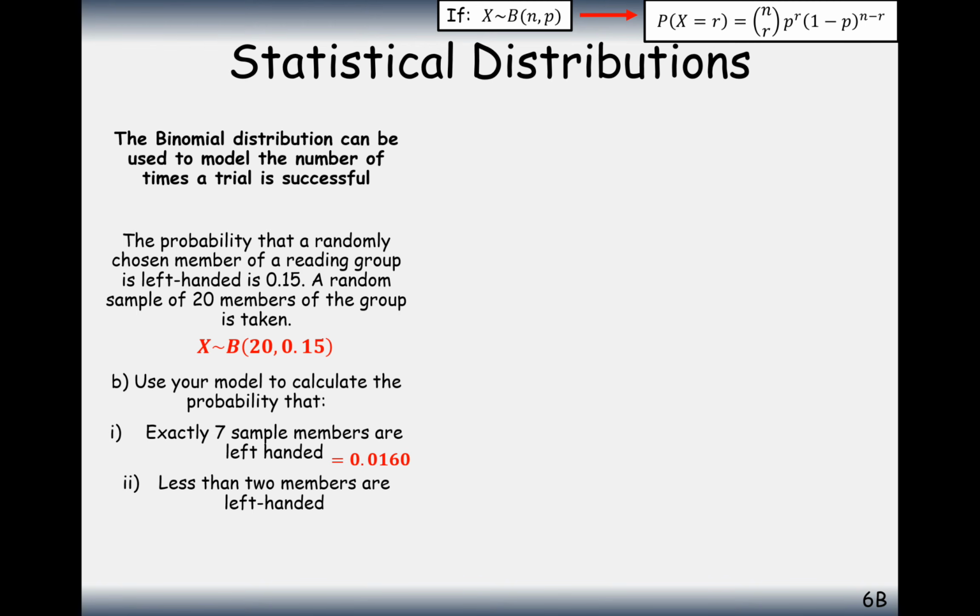Okay, so here part 2 is less than 2 members are left-handed. So if we have less than 2 members, then we have less than or equal to 1 people who are left-handed. If it says less than or equal to 2 members are left-handed, then you'd have to include the number 2. But in this case here it just says less than 2 members, so it's just 1 or less.